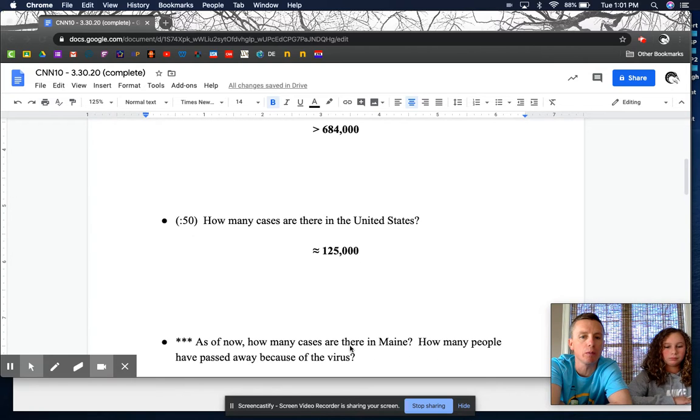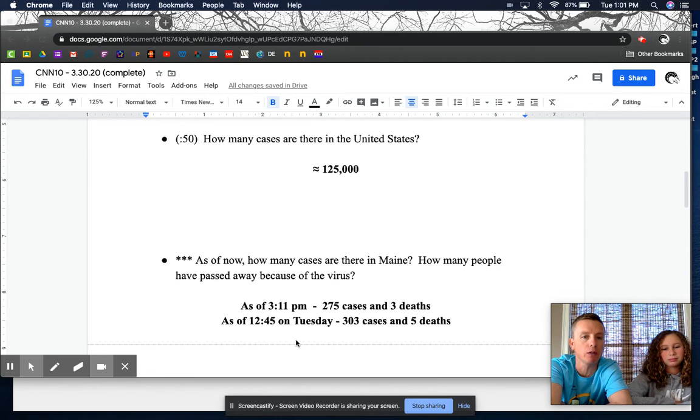This required a little bit of research. You had to go out on your own. But as of now, how many cases are there in Maine? 303. And how many people have passed away because of the virus? 5? Yes. So as of yesterday afternoon, there were 275 cases in Maine with 3 deaths. I just checked a couple of minutes ago: 303 cases, like you said, 5 deaths. Okay. So the 2 deaths have occurred in the past 24 hours or so.